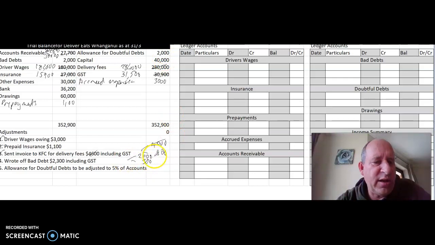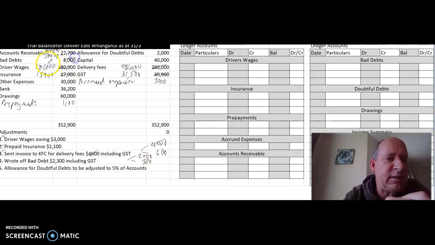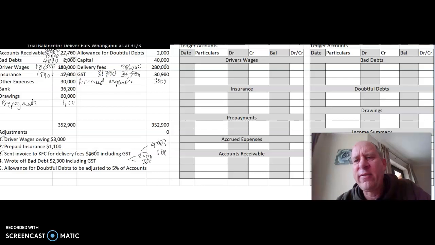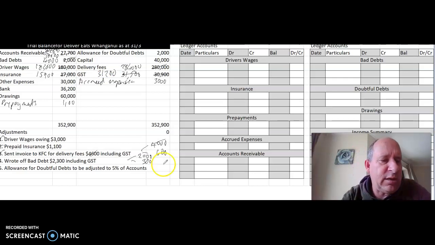You've got 2,000. What's a 2,000? Good, so we'll add that to bad debts. And the 300. Good, so that's GST. In this case, the GST we can claim back because we don't owe the government anymore. We were going to collect 300 on behalf of them, but because we're not doing that, we don't have to pay it. That one's done.